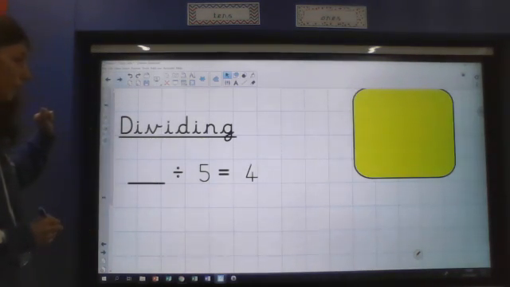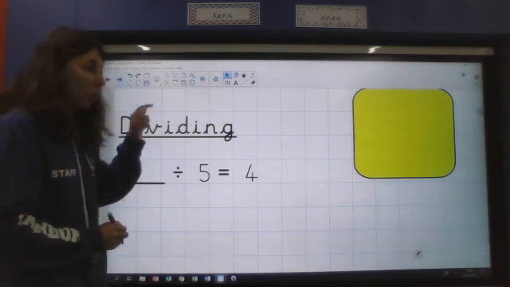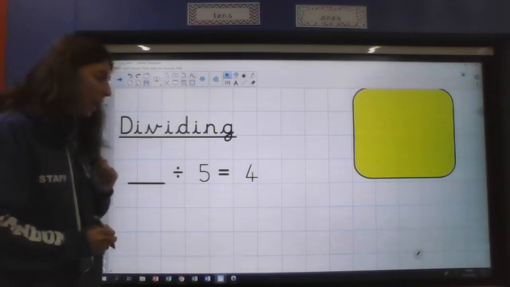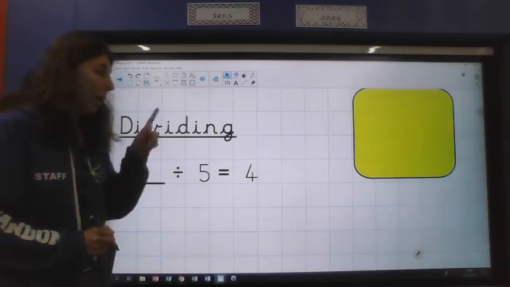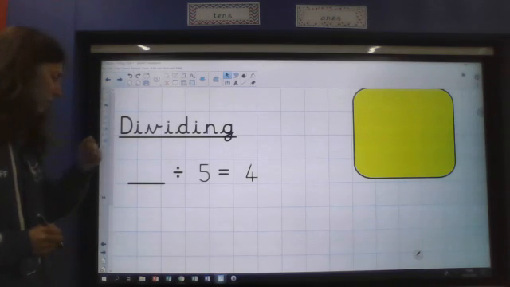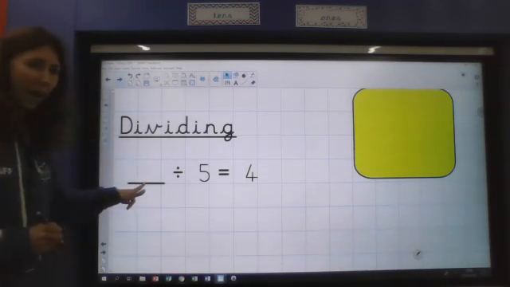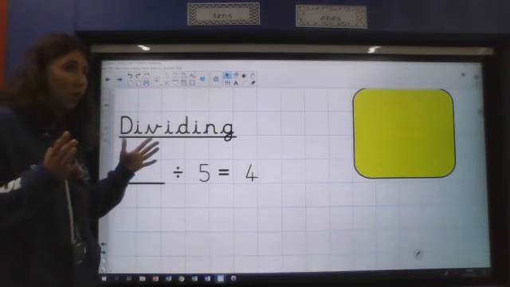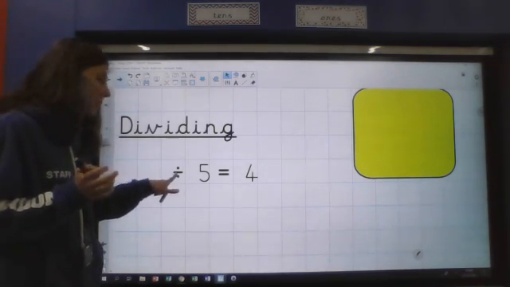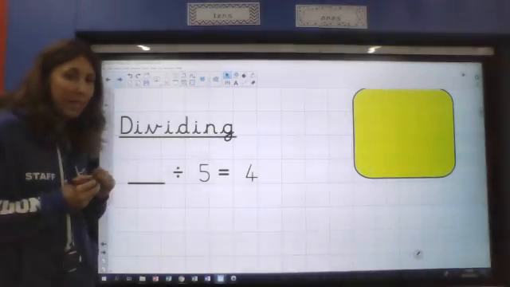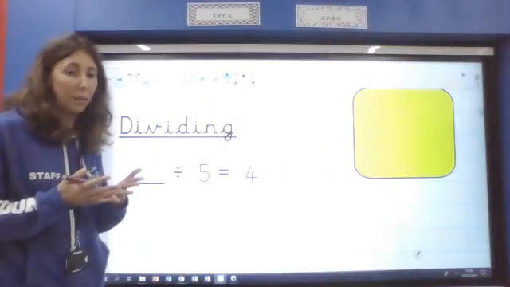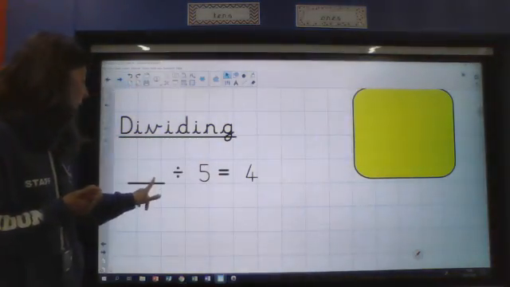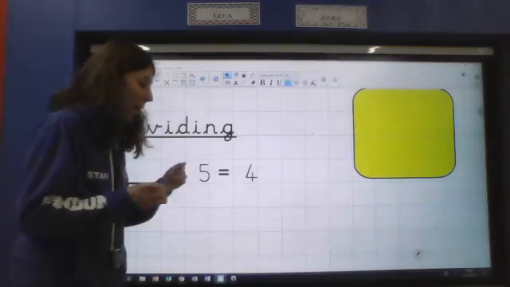I've got another number triangle hidden behind my yellow box, but let's have a chat about what we think we might do and then we can check. Okay, so we know we've got to have a bigger number at the start. We know that the opposite of dividing, the inverse of dividing, is multiplying. So I think if we multiply those two numbers, we will end up with a bigger number at the start.